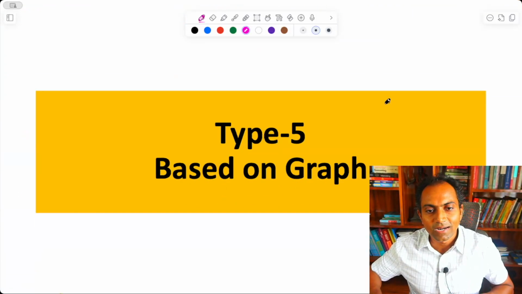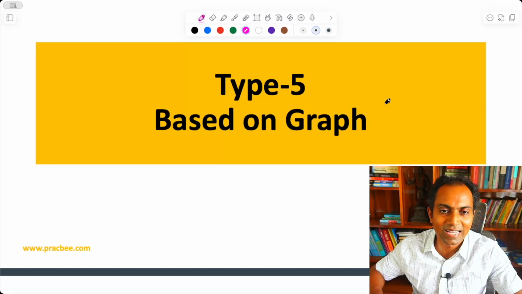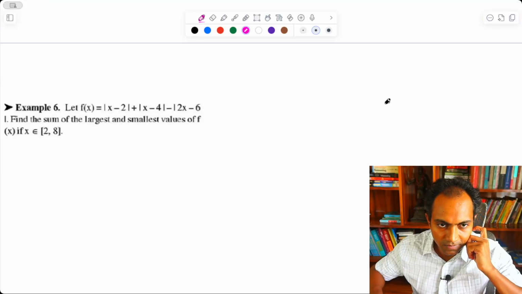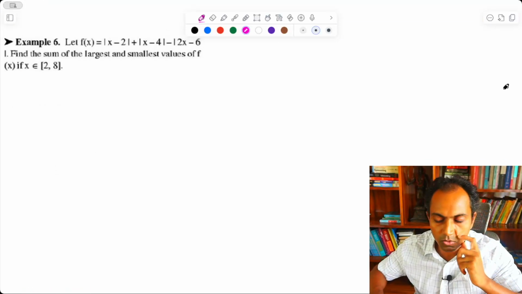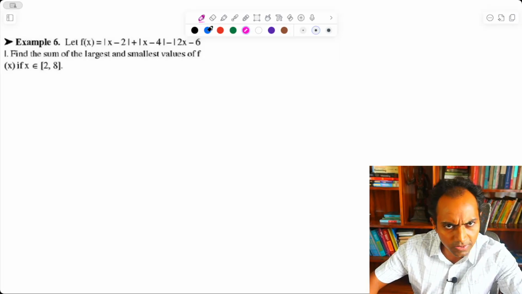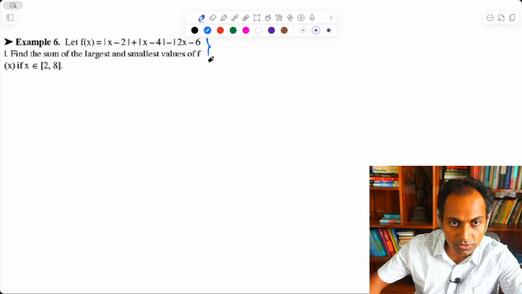Now you can see that we have only one type of question that is left, that is questions based on graph. This is type 5. Now if there are multiple modular signs with linear things inside, you can again use the interpretation method, and this can definitely be solved using this method, that method, but it will become extremely lengthy. So for this kind of questions where it involves linear functions inside modulus, it would be easier using the graphical method.